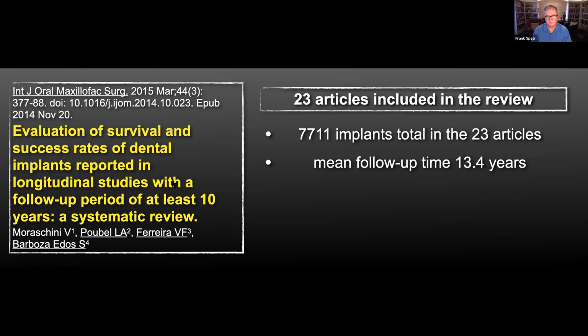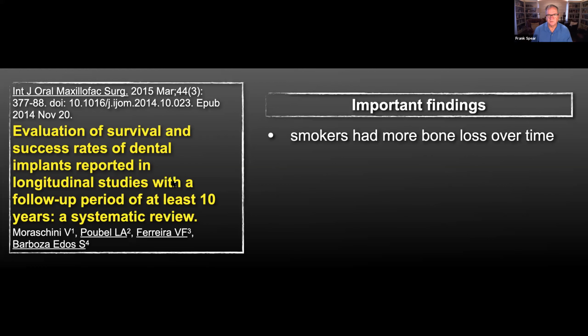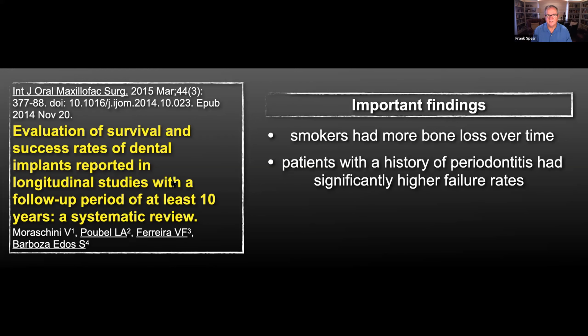On the other hand, we have a problem. The success and survival rates of implants are phenomenal, we all know that. The trouble is, it's very difficult to find any studies past 20 years. Myron Nevins and his group out of Boston published a study in 2018 on a 32-year-old case, but it was one case. The implants were doing fine, except they had lost bone down to about the third thread. What does that mean if that implant was placed in a 25-year-old? Those are the things we really don't know yet. So, important findings from this systematic review: smokers had more bone loss over time than non-smokers, and patients with a history of periodontitis had significantly higher failure rates of the implants than people who didn't have a history of perio.